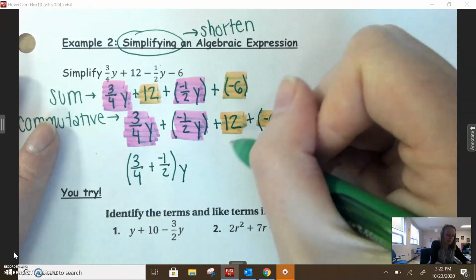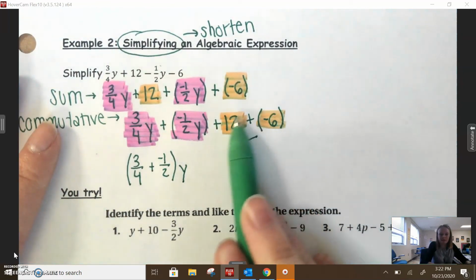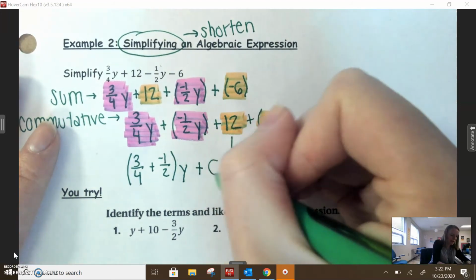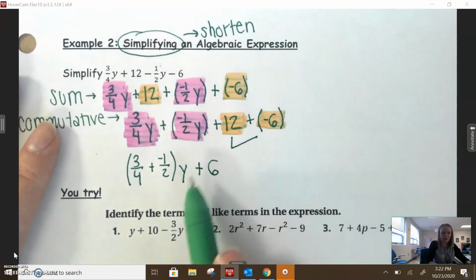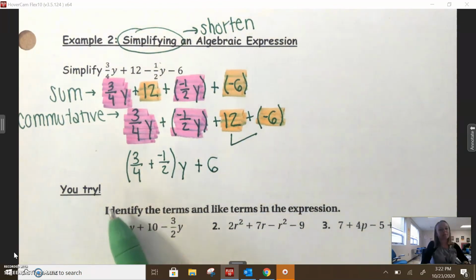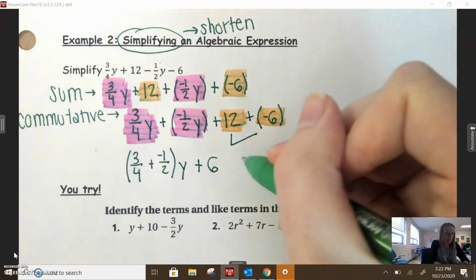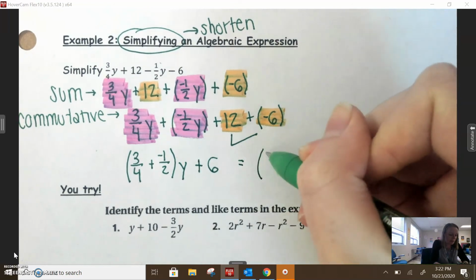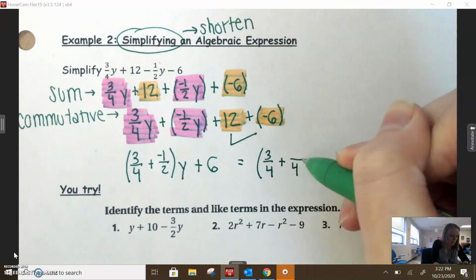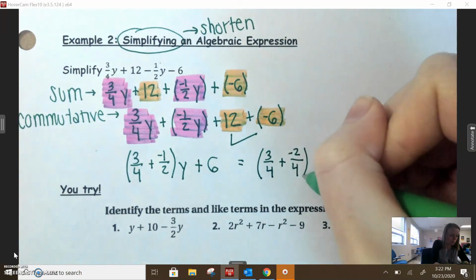We can combine these oranges a little bit easier though. If we're going to make 12 plus -6, we can shorten that down. 12 plus -6 is the same thing as just adding a 6. So I already shortened that down. This part I do need to do a little bit more work here. So if I'm adding two fractions, I have to have that common denominator. The common denominator here is going to be 4. So I'm going to have 3/4 plus -1/2 is going to become -2/4.